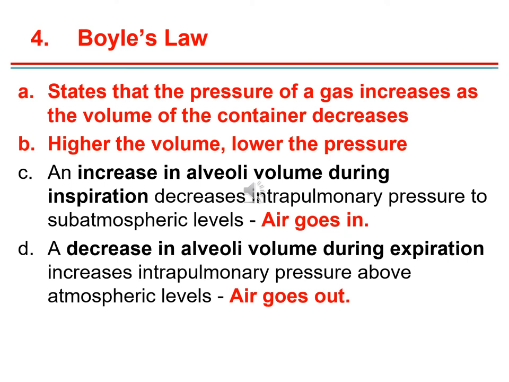atmospheric pressure. Now, in other words, an increase in the alveoli volume during inspiration decreases the intrapulmonary or intraalveolar pressure below the atmospheric level. And this is the reason why air goes in. In other words, air moves from higher pressure, that is the atmospheric, to a lower pressure. On the contrary, a decrease or shrink in the alveoli volume during expiration or exhalation increases that intrapulmonary or intraalveolar pressure so that it becomes above the atmospheric level. This is the reason why air is moving out, always from higher pressure to lower pressure.